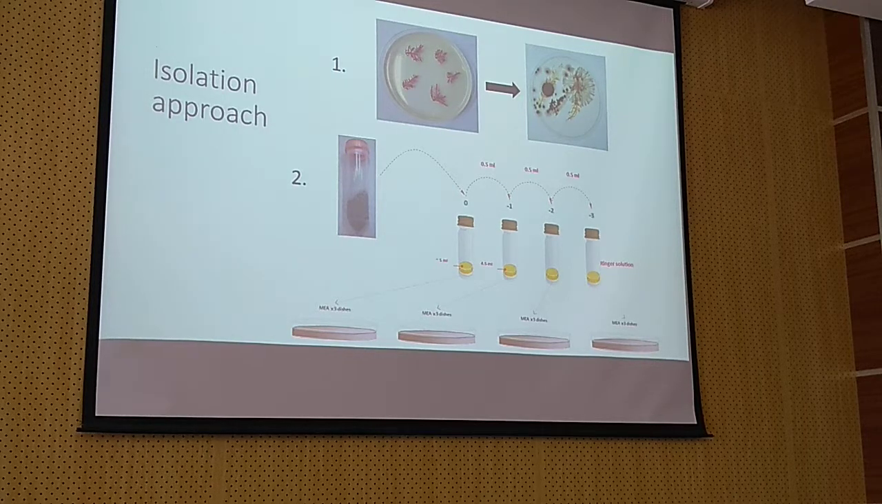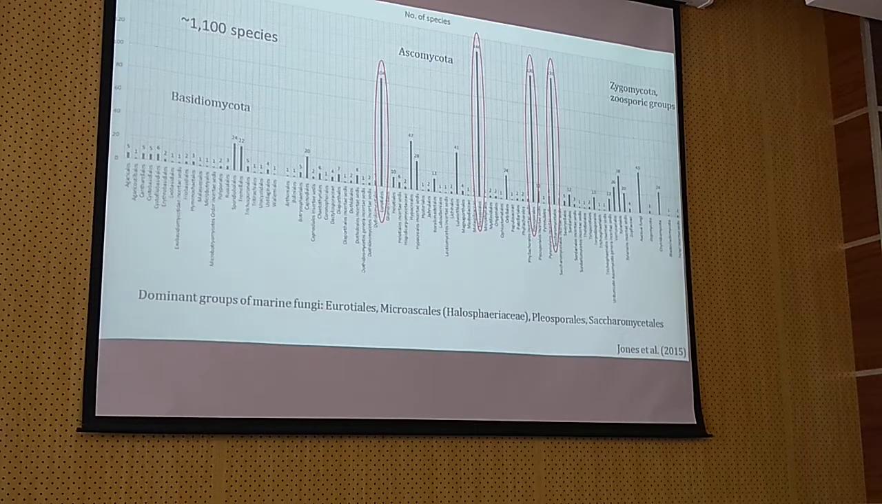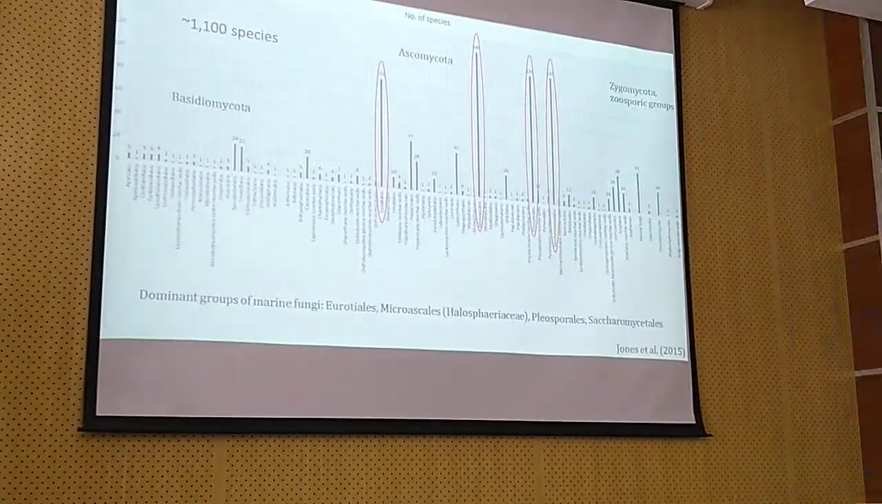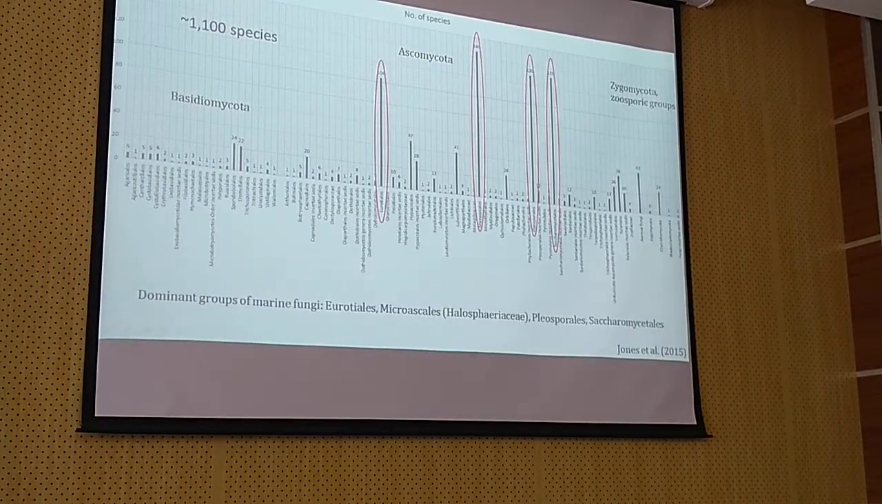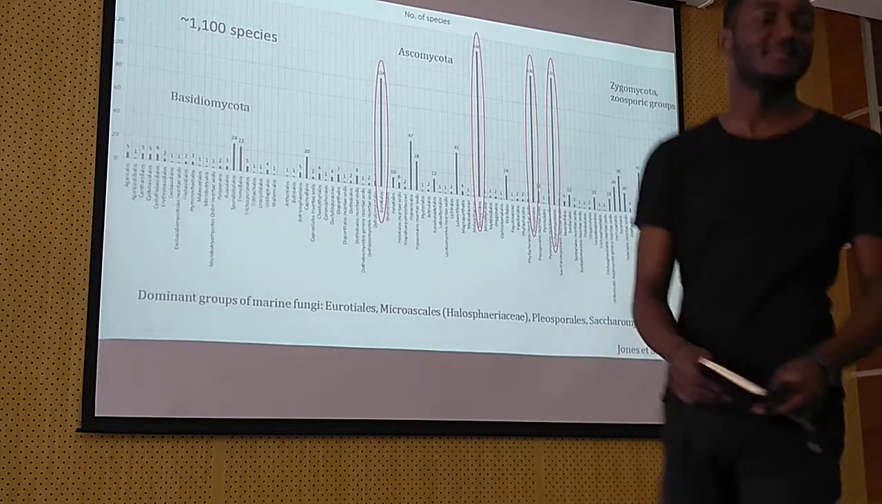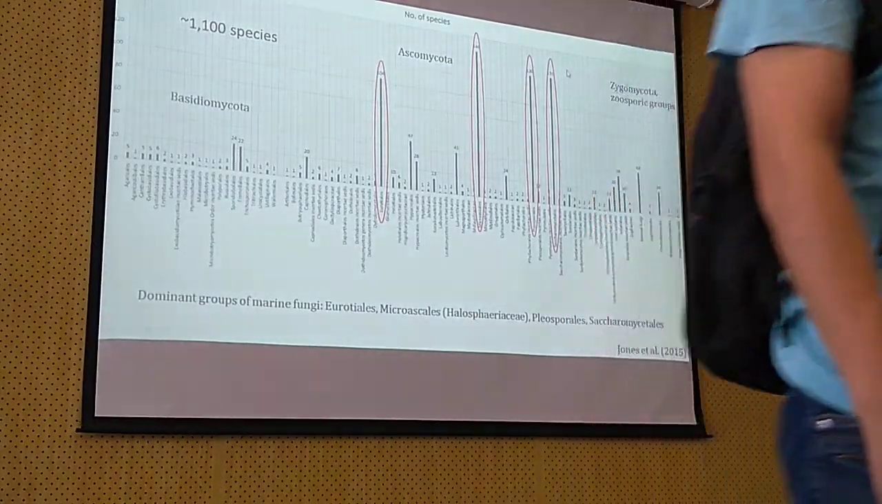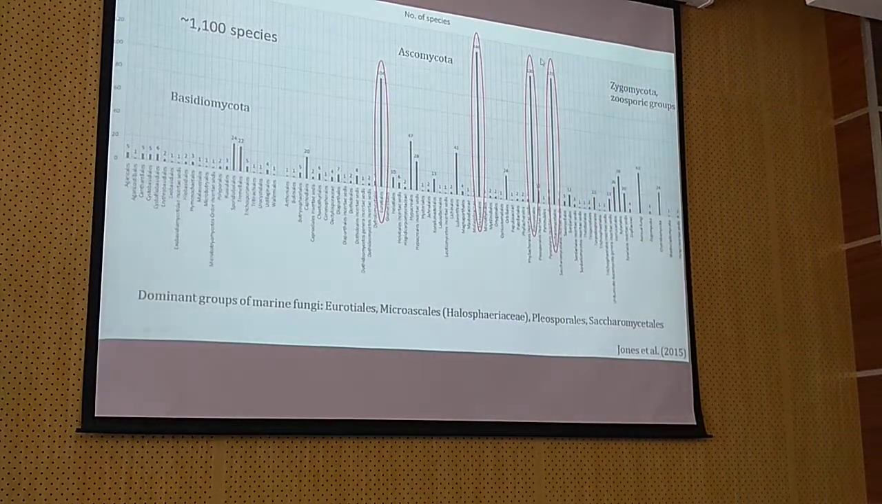So after using all these techniques, over the years, we have around 1,100 species of marine fungi. Most of them are Ascomycota, about 80-something percent.